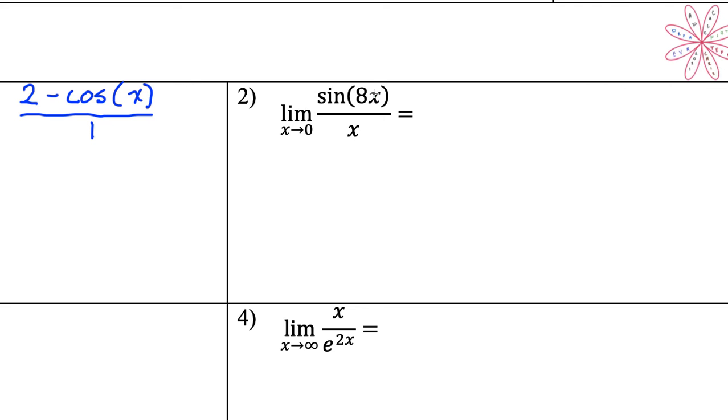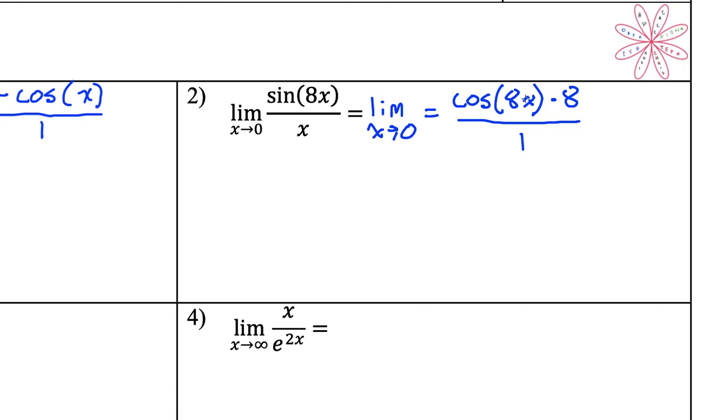So I'll plug in 0 and I get 0 divided by 0 yet again. So I'm going to take the derivative of the top and the bottom, the derivative of the numerator and denominator. So the limit as x approaches 0 is now equal to cosine of 8x. I still have 8x, but don't forget to multiply by the derivative of the inside, 8. That's all going to be divided by 1. Then plug in 0. Cosine of 0 is 1, 1 times 8 is 8, so this is going to be equal to 8.